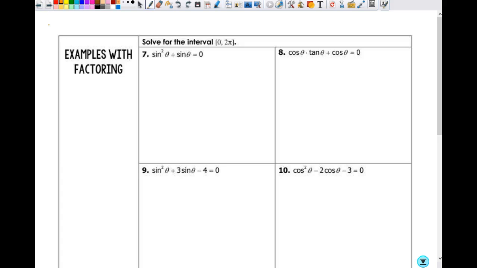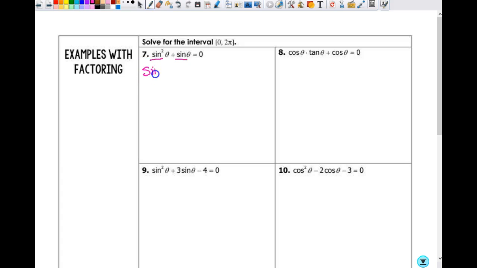Now let's look at some factoring. Okay. Just because there's trig in there does not mean that it's more difficult, okay? It is the same kind of factoring you've been doing like forever. When you look at number 7, you have 2 terms. Do those 2 terms have anything in common? Sine, right? Sine theta. So can I factor it out? I can factor out the GCF, right?